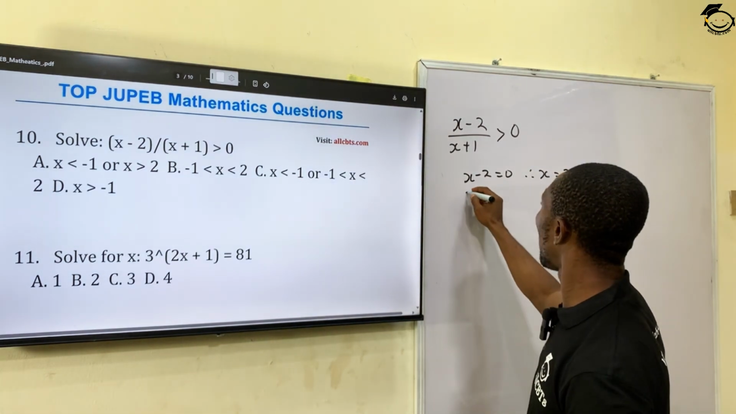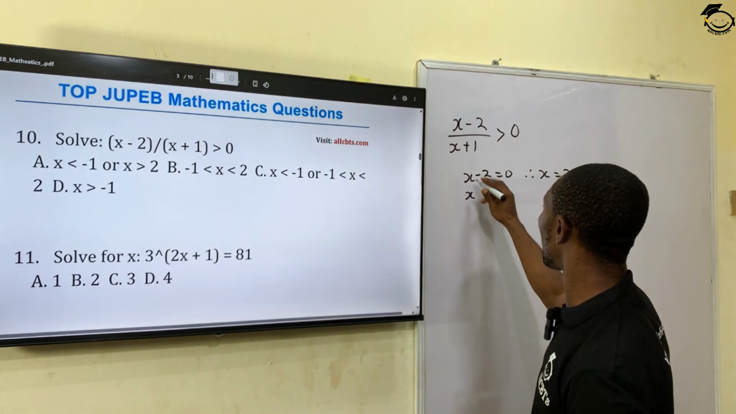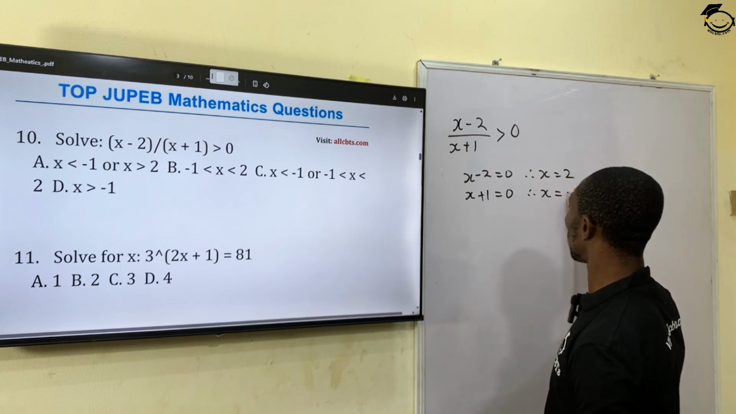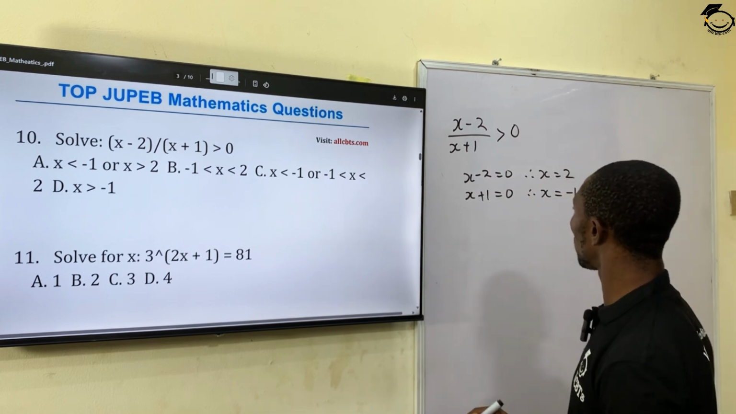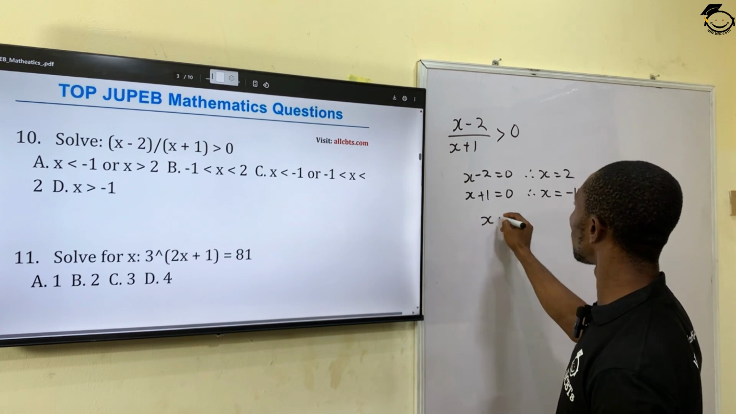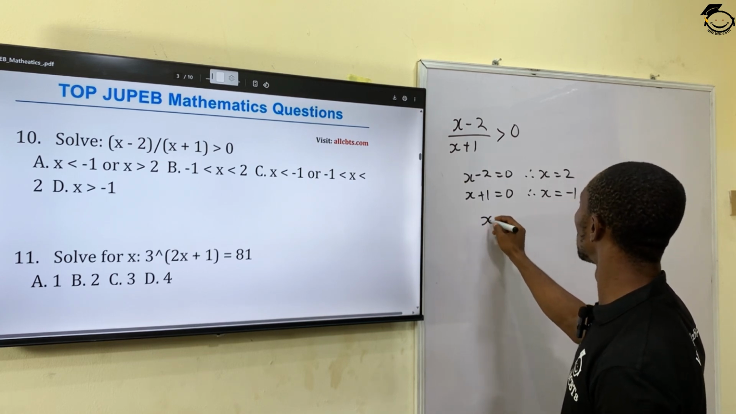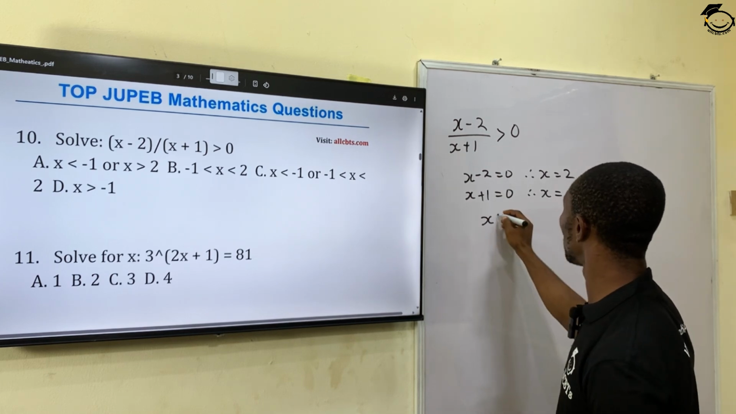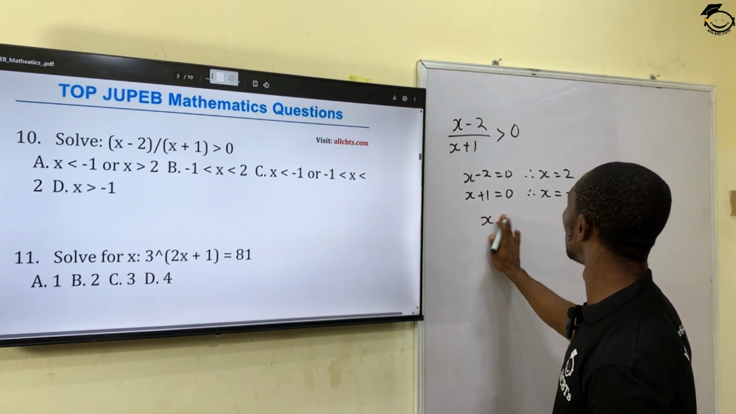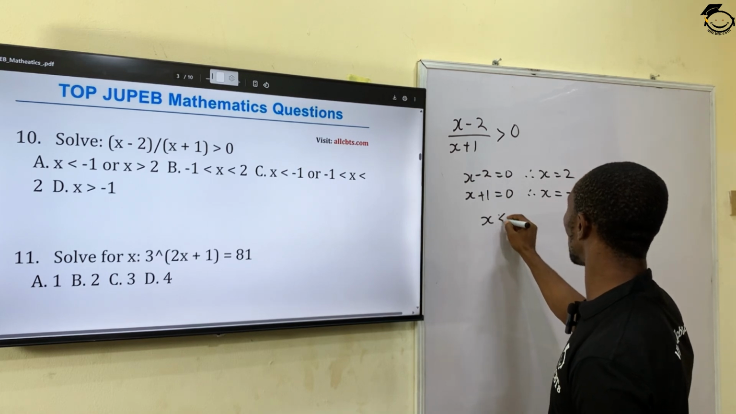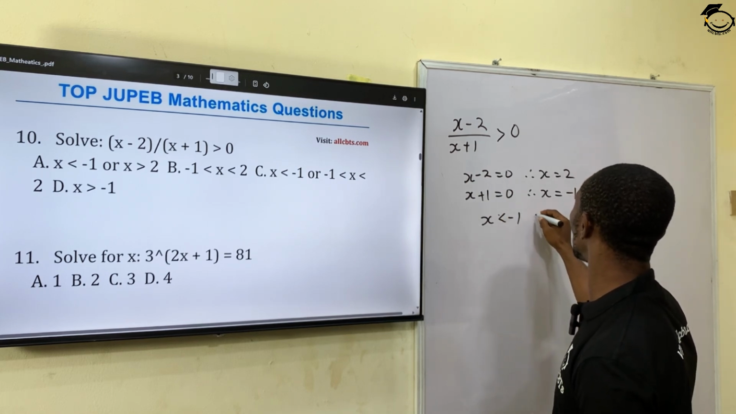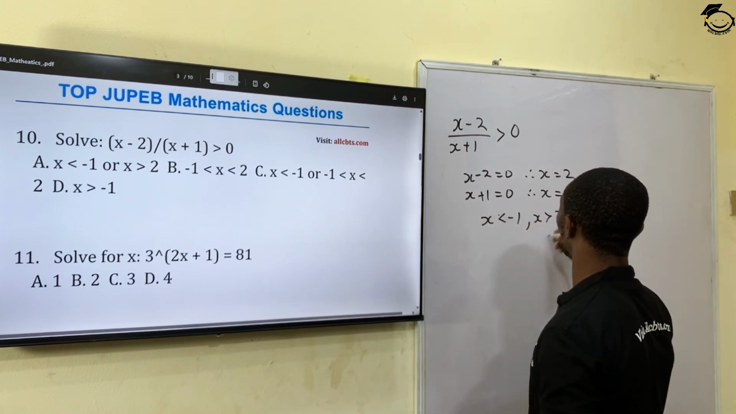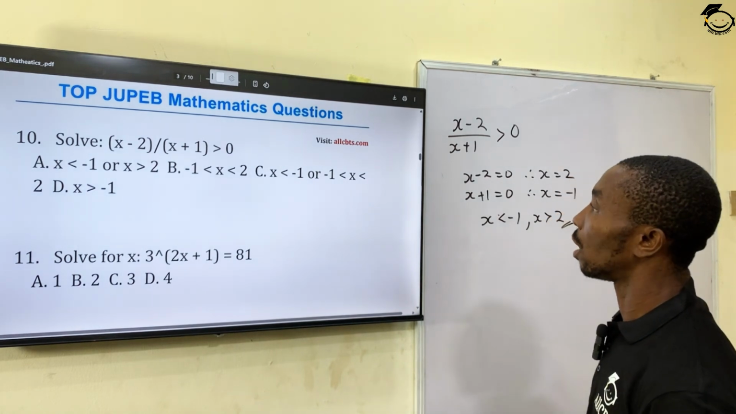And x plus 1 equals 0, so therefore our x equals minus 1. So our solution will be x is less than minus 1 and x is greater than 2, which is our option B.